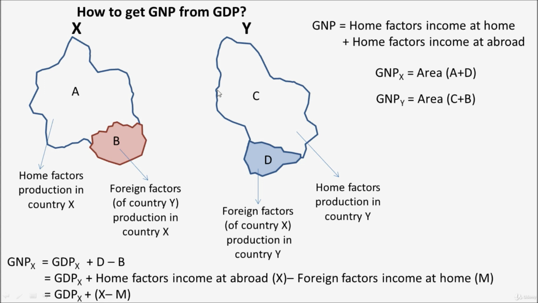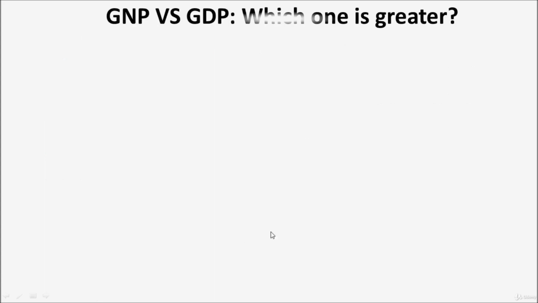Similarly, for country Y, GNP of country Y will be equal to GDP of country Y plus home factors income at abroad, that is area B, minus foreign factors income at home, that is area D. That is, GNP of country Y is equal to GDP of country Y plus X minus M, that is net export. Finally, we shall see which one is greater, GNP or GDP, and when.